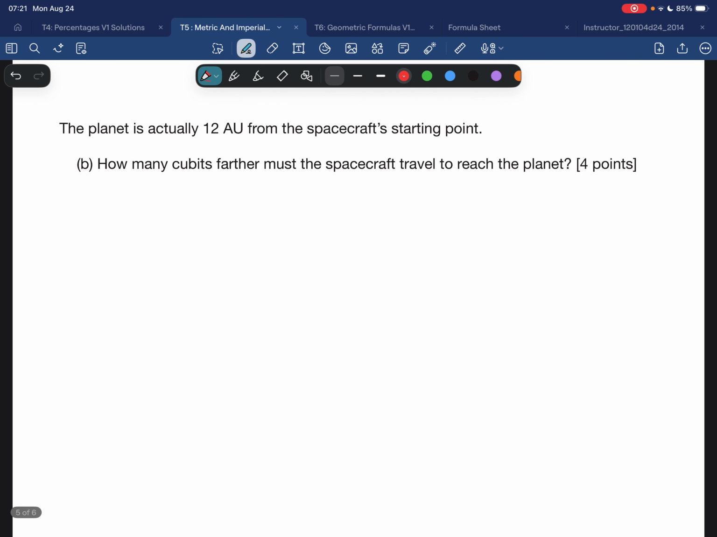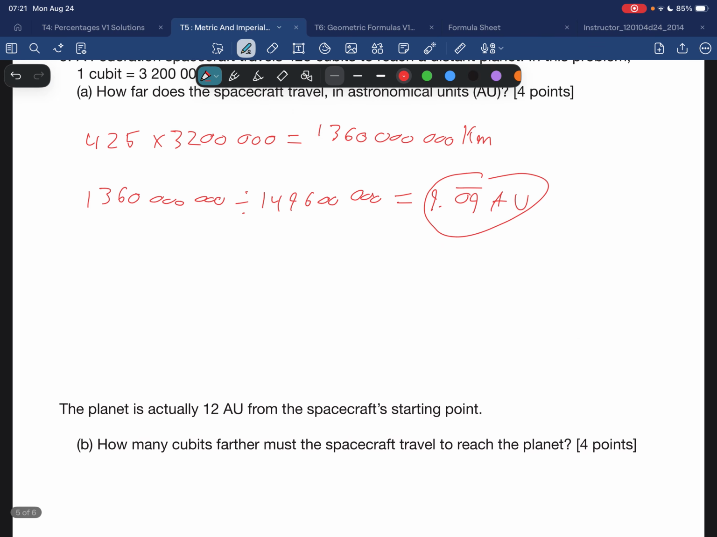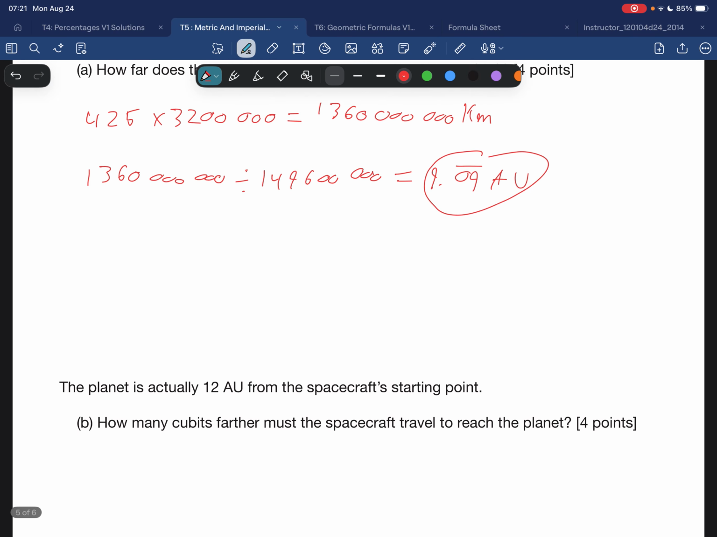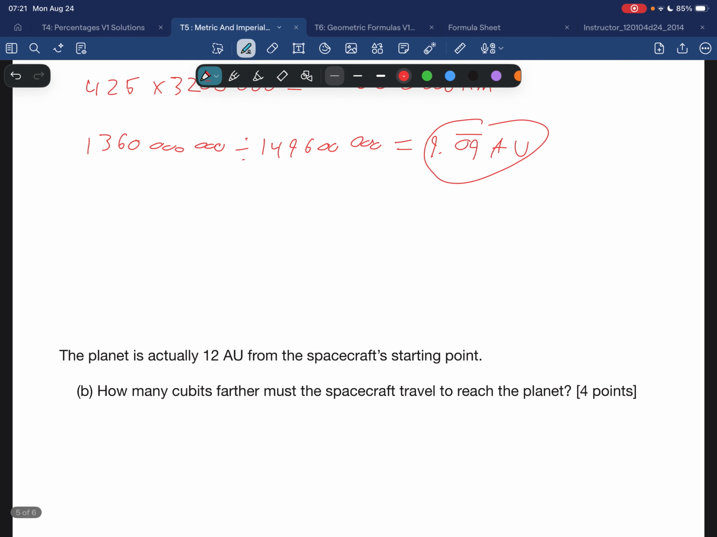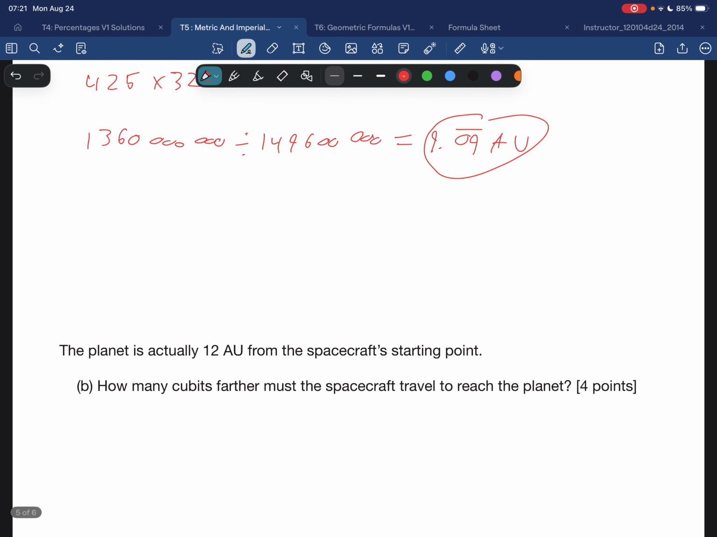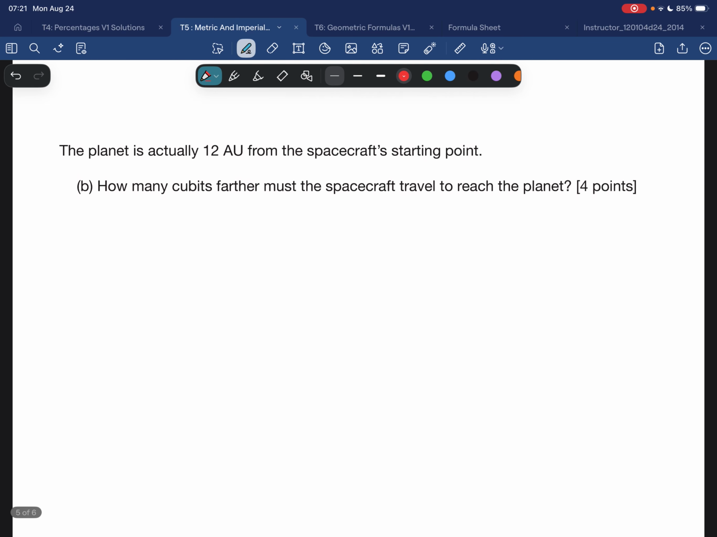Part B, the planet is actually 12 AU away from the spacecraft's starting point. So if we've only traveled a little bit over 9 AU and it takes 12 AU to get there, oh well, we're not there yet. So that is probably going to come into play here. That question actually asks, how many cubits farther must the spacecraft travel to reach the planet? So yeah, this is exactly where this comes into play.